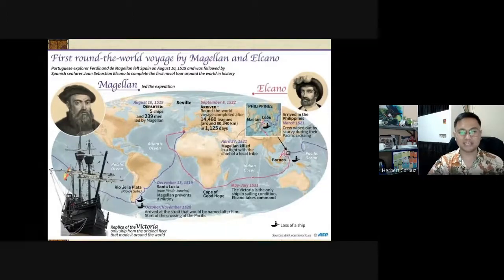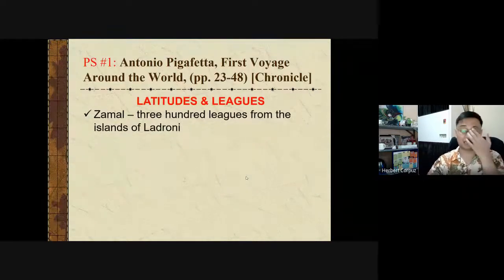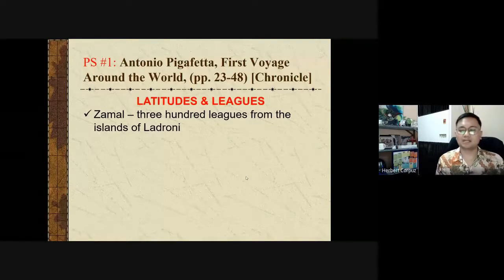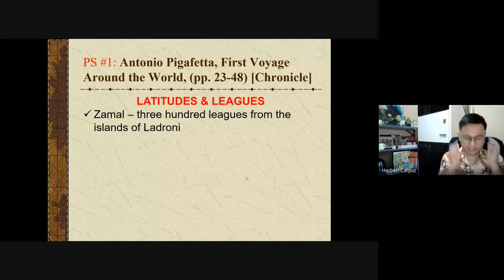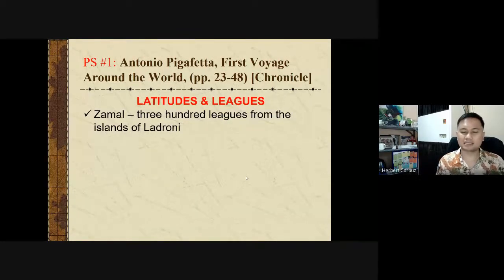Ganito yung classic ship nila noon. Ganito yung round the world voyage of Magellan and Elcano. Now, please take note that in understanding which islands this expedition team reached in the Philippines, we have to understand the latitudes and dates. Kapag sinabi na natin latitudes, ito yung parallel lines and the meeting of the parallel lines and vertical lines in the globe that makes the latitude. Ito yung panukat natin para masigurado natin kung saan nakalagay sa mapa yung nasabing lugar o yung nasabing isla.